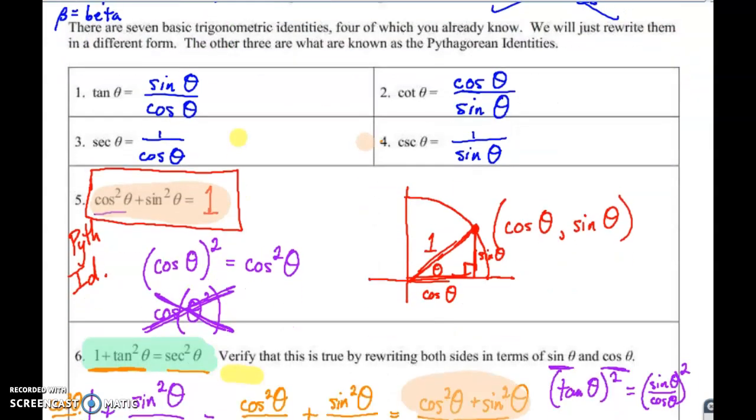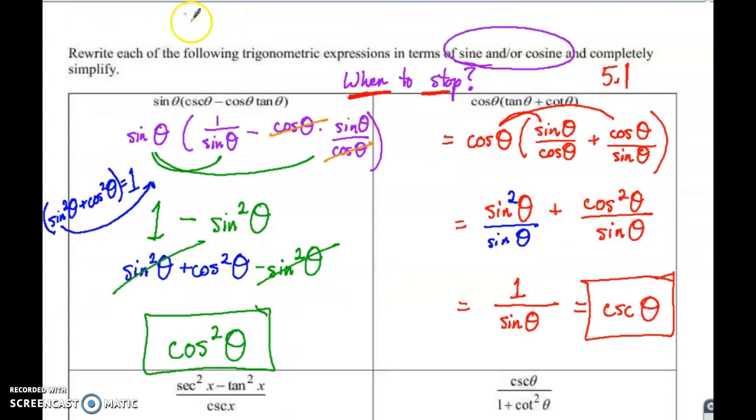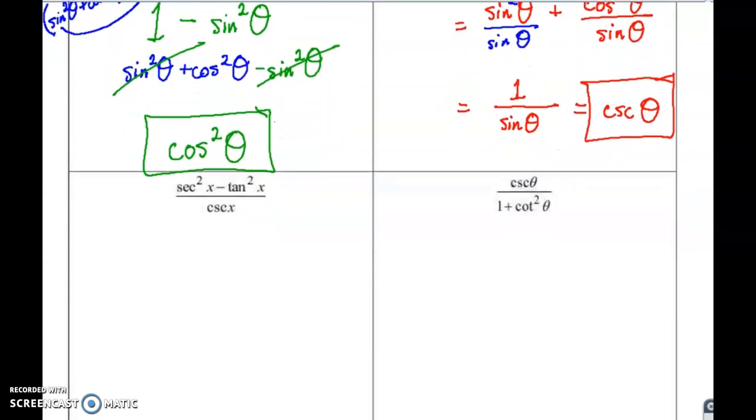Let me go back a page. Dealing with tangent squared and secant squared, you can just pick one of these. I'm going to pick secant squared. And I'm going to replace secant squared in that equation with 1 plus tangent squared. So over here, I'm just picking the secant squared, and I'm going to replace that with 1 plus tangent squared.